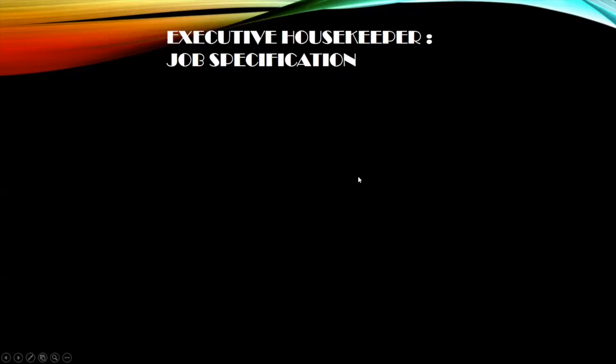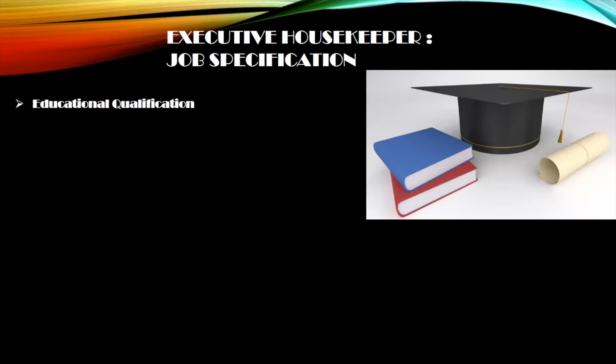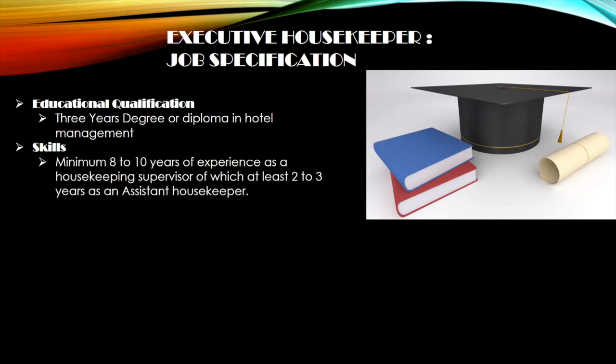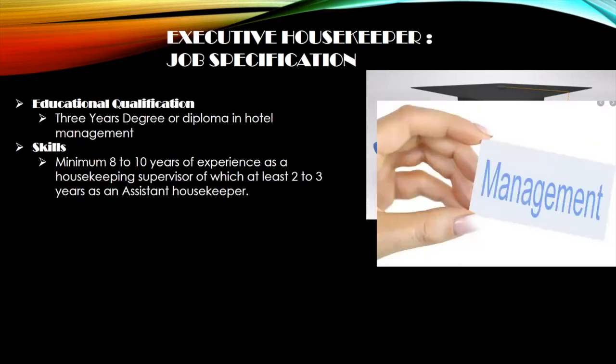Now, first, we discuss the job specification of an executive housekeeper. The educational qualification required for this post would be a 3-year degree or a diploma in hotel management. Then skills required for this job would be 8 to 10 years of experience as a housekeeping supervisor, of which at least 2 to 3 years as an assistant housekeeper. They should possess strong operational and technical knowledge related to housekeeping.